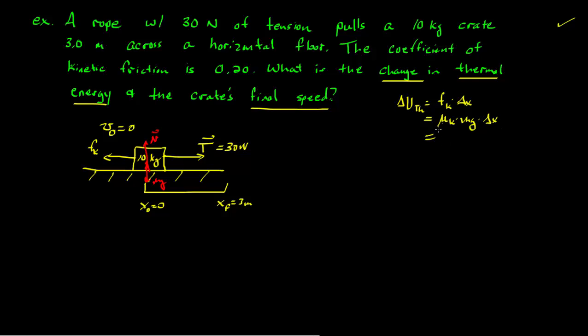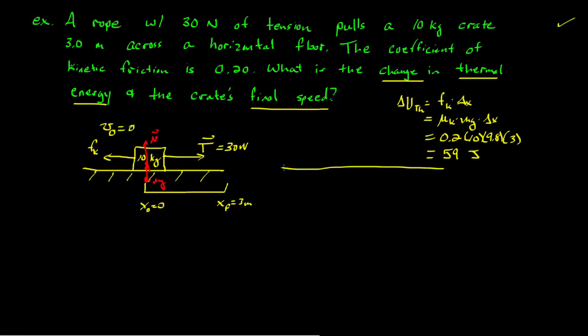If you plug in your numbers, 0.2 times the mass, which is 10, times g, which is 9.8, times delta x, which is 3. You run that calculation, you get 59 joules. So we have 59 joules. The thermal energy is spread between the box and the floor.